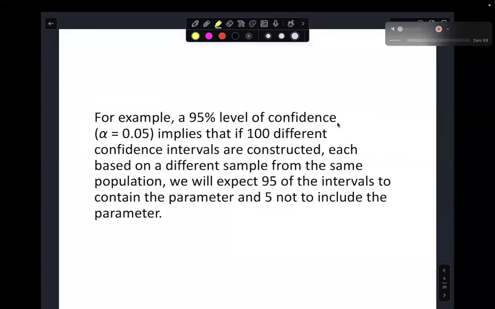So here we go. If I have a 95% level of confidence, if I constructed 100 different confidence intervals, I would expect that 95 of them would contain my parameter, would contain the actual population proportion. 5 of them would not include that. So there's a question in your next quiz, I believe it's quiz 6, that asks what that 95% means. This is what it means. If I constructed 100 different confidence intervals, 95 of them would contain the actual population parameter.